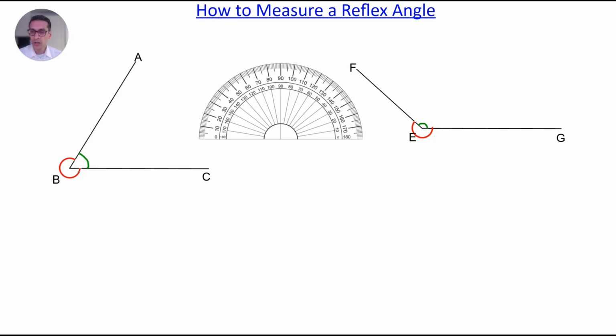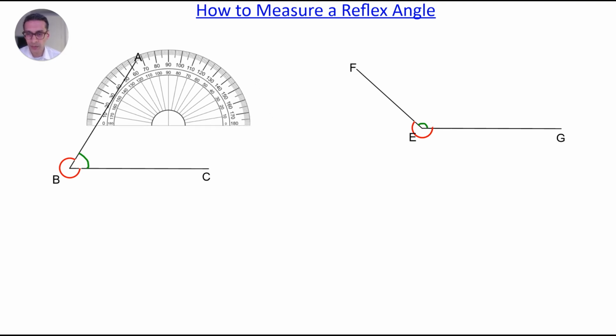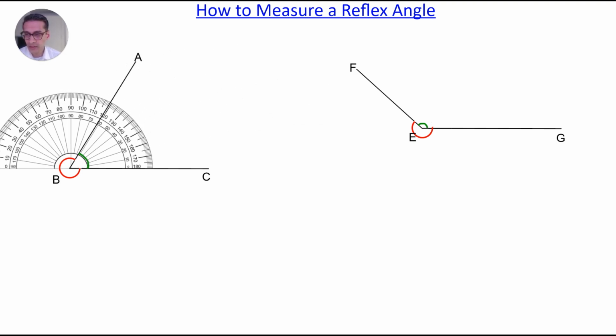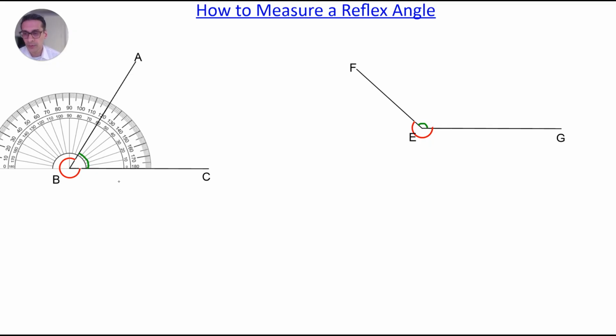So here we are going to work out the green angle and then do 360, take away the green angle to see what the red angle is. I'm going to demonstrate that here. So let's work out the acute angle in this case. We line up the vertex and the origin. We start at 0 and we go all the way up to 60. So we can see that the green angle is 60 degrees.